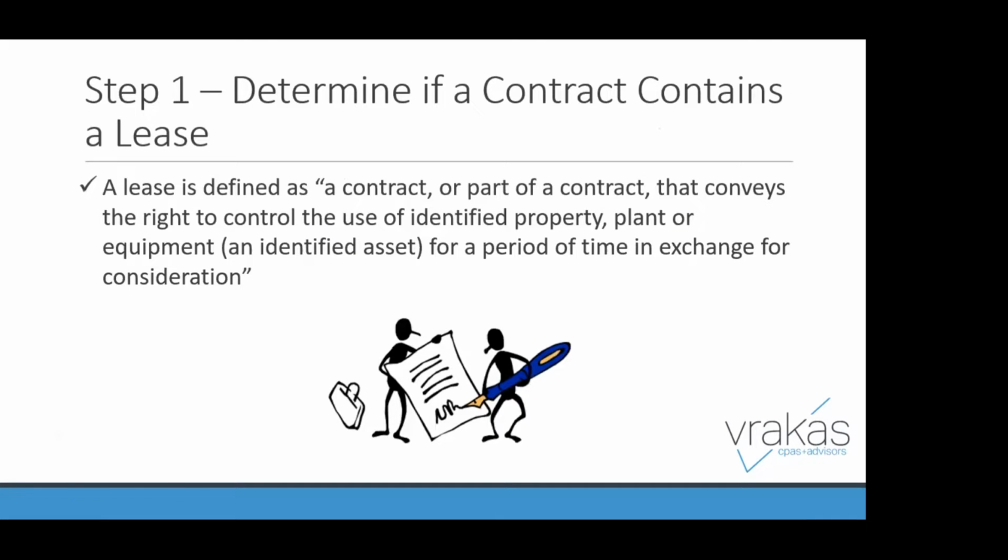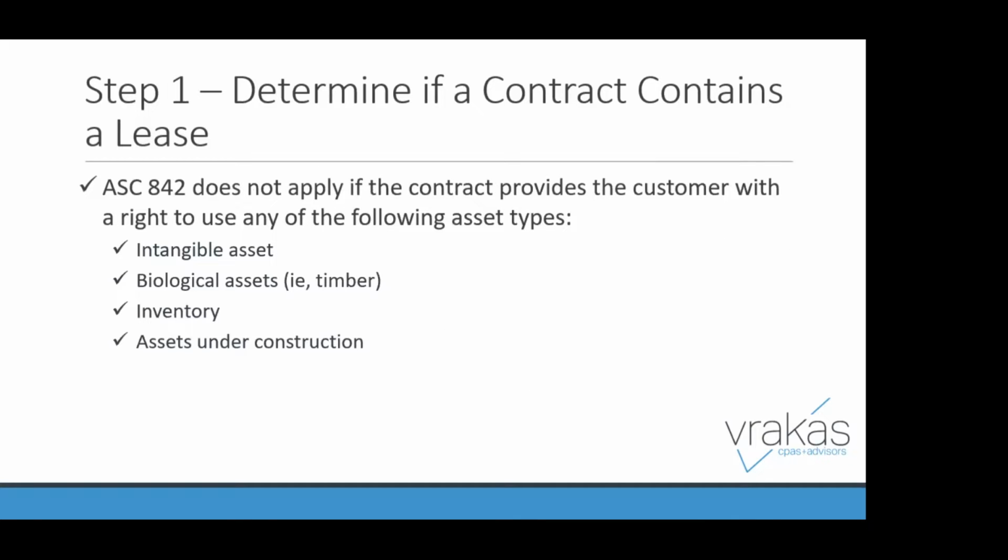So step 1 is really to determine if your contract actually contains a lease. And the definition of a lease is here, but essentially it's the right to use a piece of property for a period of time in exchange for a payment or some type of consideration. There are some things that are specifically scoped out of the definition of leases, so it does not apply to intangible assets, biological assets, inventory, or assets under construction. So it really is those PP&E fixed asset type of items that are going to fall under the lease definition.